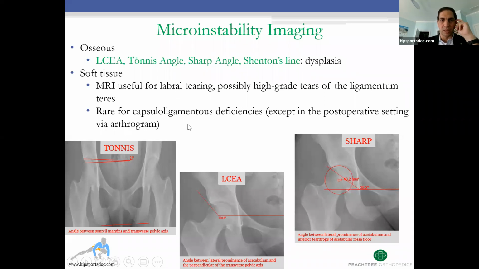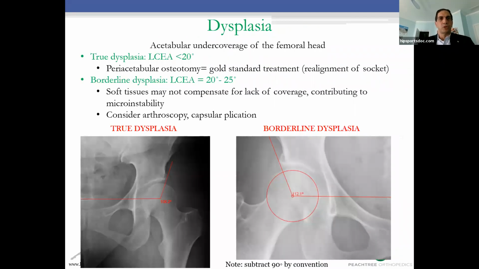We also look for labral tearing, and then potentially capsular ligamentous deficiencies, particularly in the post-operative setting, can be looked for via arthrogram to see if there's a persistent defect in the capsule, which can be seen following hip arthroscopy. So true dysplasia is a lateral center edge angle of less than 20. Borderline is thought to be between 20 and 25 on lateral center edge angle. This is on the AP views and denoted below here.